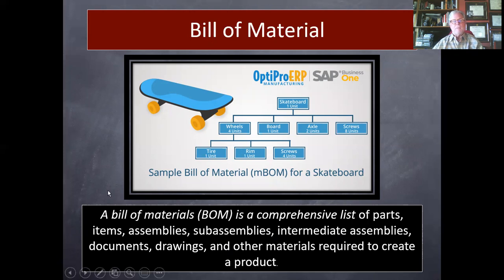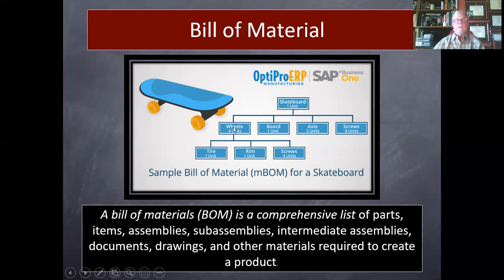Well, I mentioned a bill of material earlier, maybe a little prematurely, but a bill of material is a comprehensive list of parts, items, assemblies, sub-assemblies, intermediate assemblies, documents, drawings, and other materials required to create a product. So here's a simple example of a skateboard. Here's the complete built unit, known as a CBU, and then underneath you have all these parts. Now, did one person, one factory, make all of these parts? Probably not. They had to order them from other suppliers, which creates a certain vulnerability.